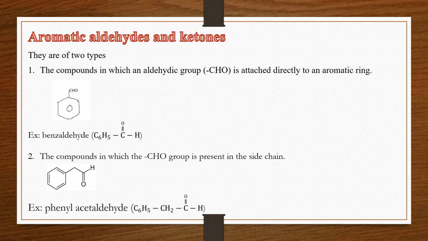Then what is the second type? The compounds in which CHO is present in the side chain. So the example given here is phenyl acetaldehyde. You can write the formula as C6H5 CH2 CHO. Now CHO is not attached to the ring directly, it is present in the side chain, but it also comes under aromatic aldehydes. I hope you understood the two types of aromatic aldehydes.